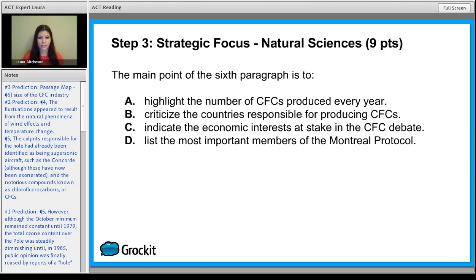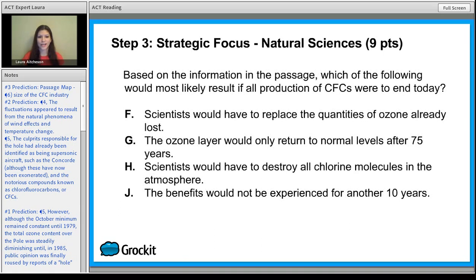Highlight the numbers of CFCs produced every year? Maybe. Criticize is very extreme. Criticize the countries responsible? Probably not. Indicate the economic interest at stake. Does the size of the CFC industry help us do that? Or help the author do that? Probably, but let's check D. List the most important members. Most important members? That doesn't sound right. Answer choice C. Our final question.